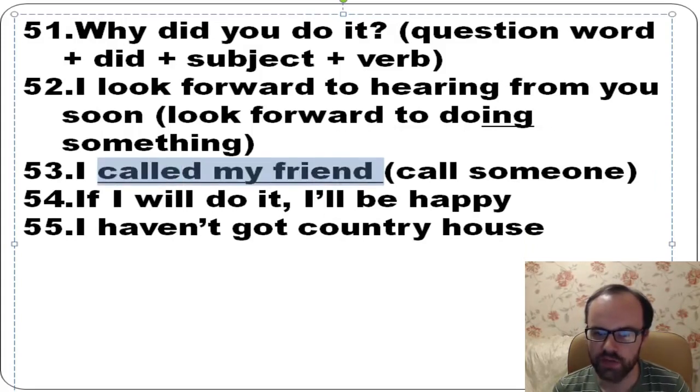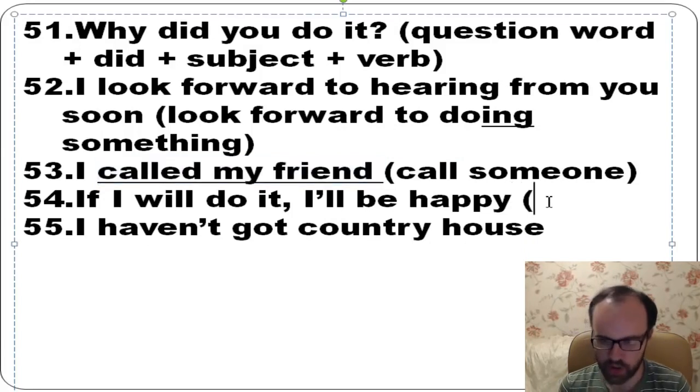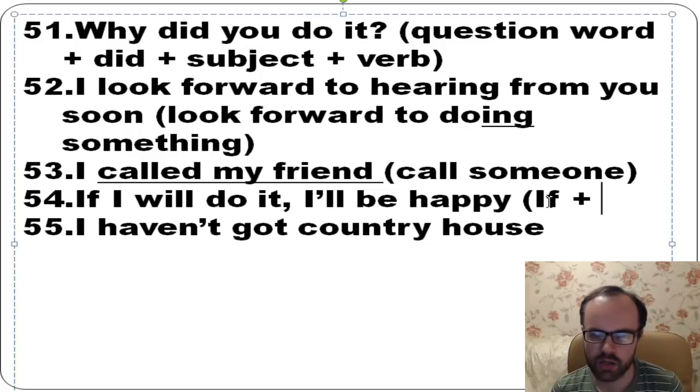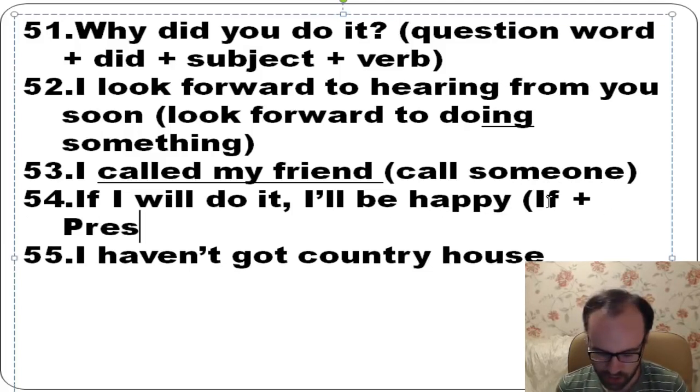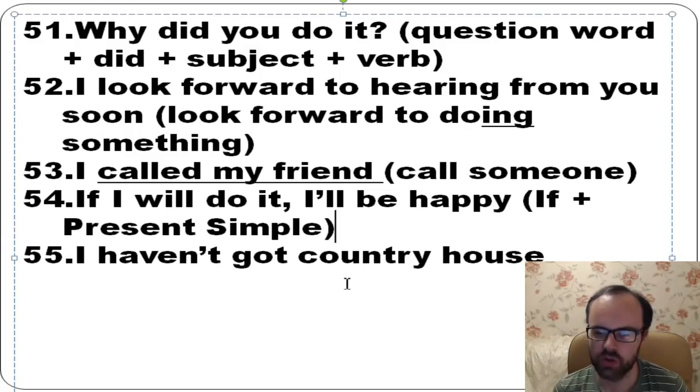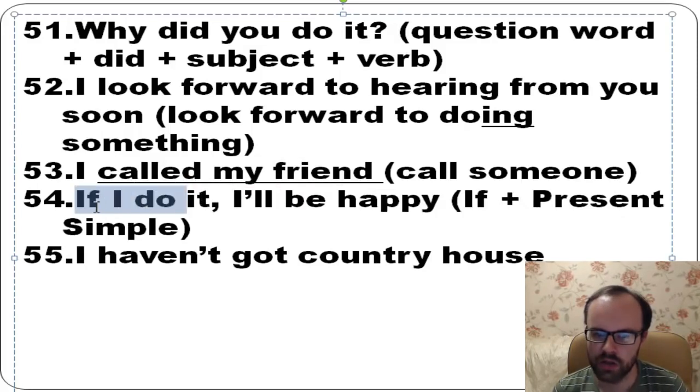Next. If I will do it, I'll be happy. We are talking about the future, but there is a rule in English. If you have "if" and you talk about the future, you need to use present simple. So, if I do it, I'll be happy. It's because of "if".